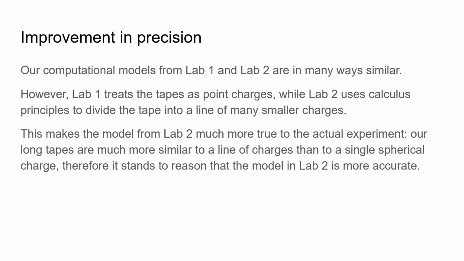For the most part, our models in Lab 1 and Lab 2 are very similar, except that Lab 1 treats the tape as just one point charge, while Lab 2 uses calculus principles to divide the tape into a line represented by many smaller point charges. So in our case, we use 10 point charges to represent the line. And that makes the model from Lab 2 much more true to the actual observations, because our long tapes are much more similar to a line of point charges than they are to just one single point charge. Therefore, it stands to reason that the model in Lab 2 is much more accurate than that of Lab 1.